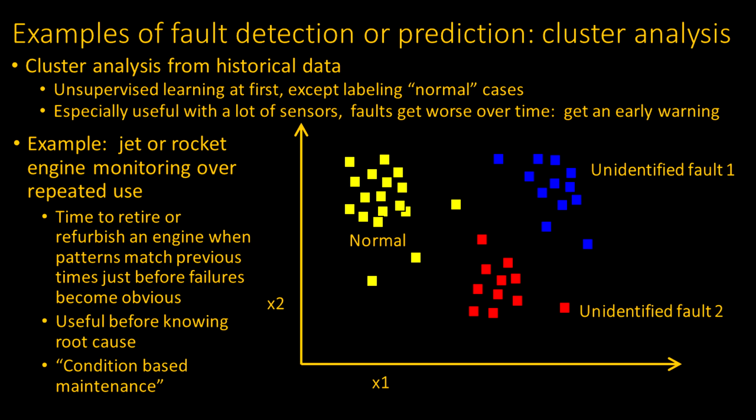Similar things can happen when hot spots occur. They develop in certain areas, and damage can spread over time. Anyway, when operations drift away from a normal operating cluster, it may be time to refurbish or retire the engine before a fault cascades into a catastrophic failure. This is useful even if the actual root cause is unknown.